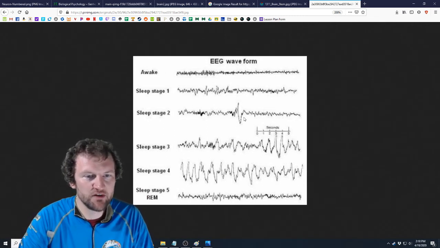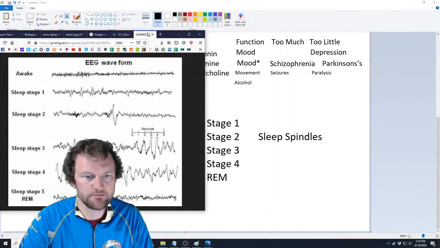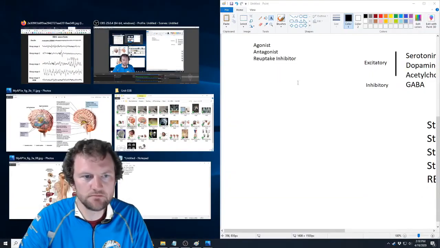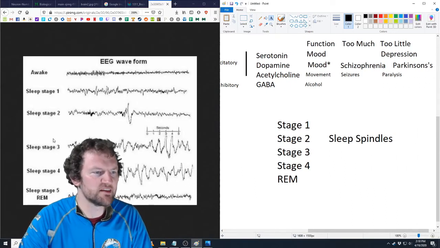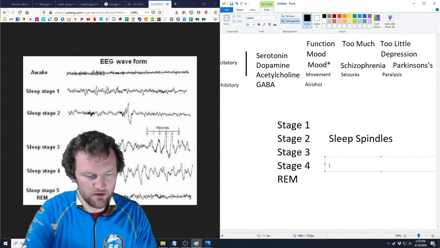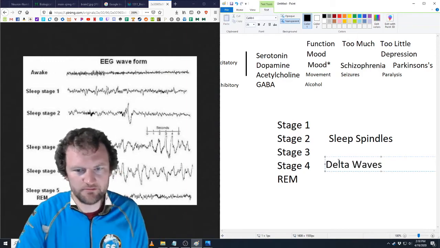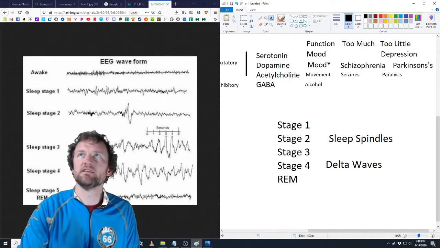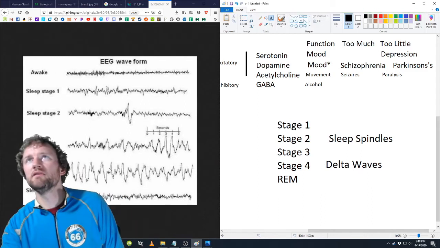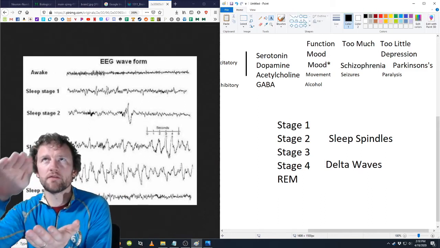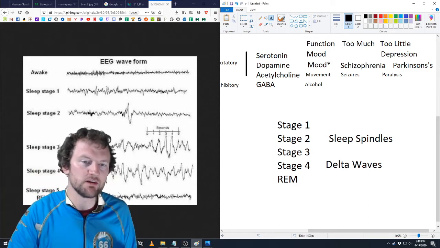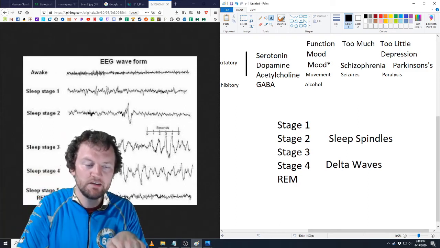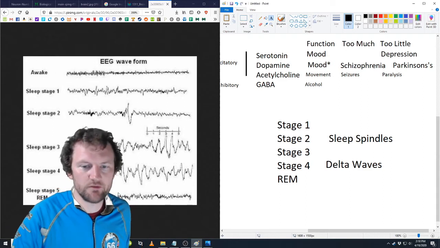Stage 2 has what's called sleep spindles. That's what this little burst is right here. Let me move this over. So 2 has sleep spindles, that's that. 4 has what's called delta waves. Delta waves are these, you can see them here, these slower lethargic waves. Actually, stage 4 is going to be your deepest physiological sleep. Your body temperature will actually be the lowest, and you'll be hardest to wake up in stage 4 sleep.